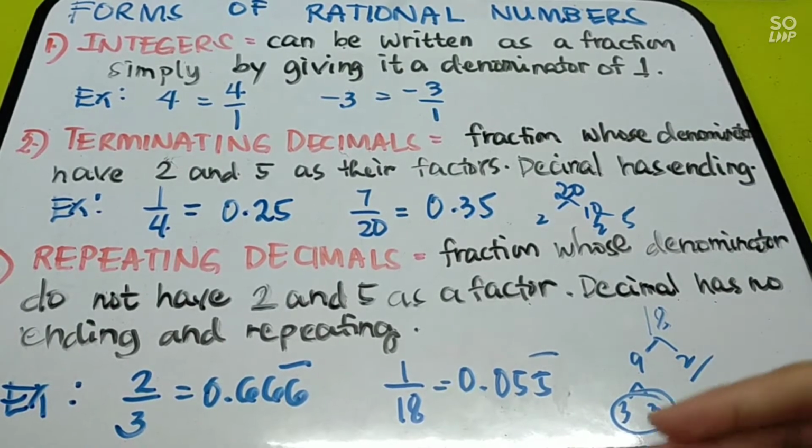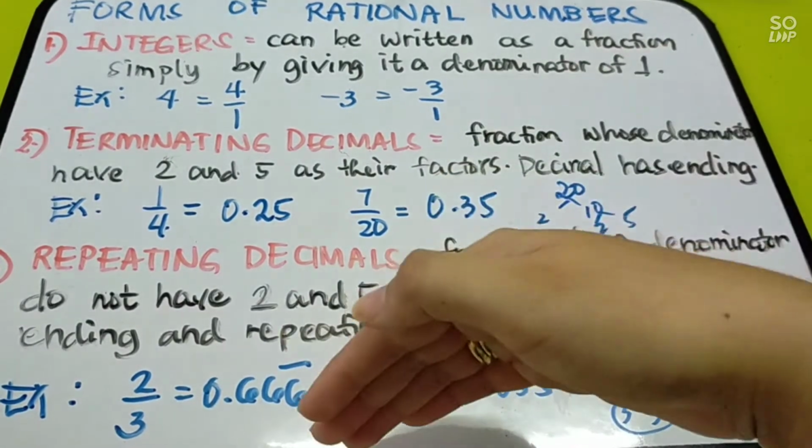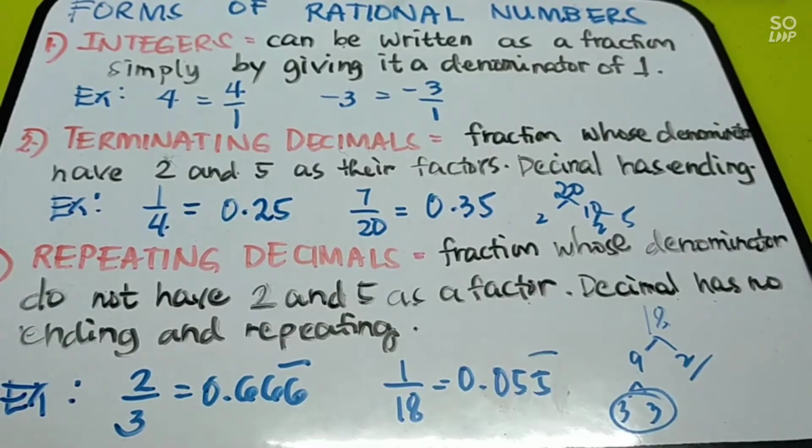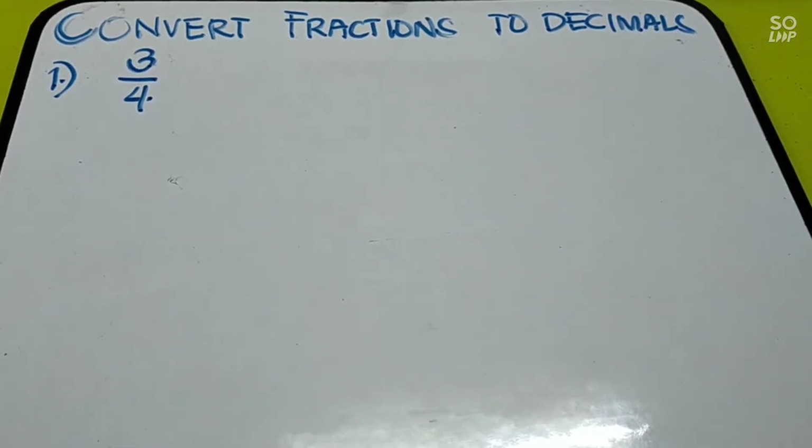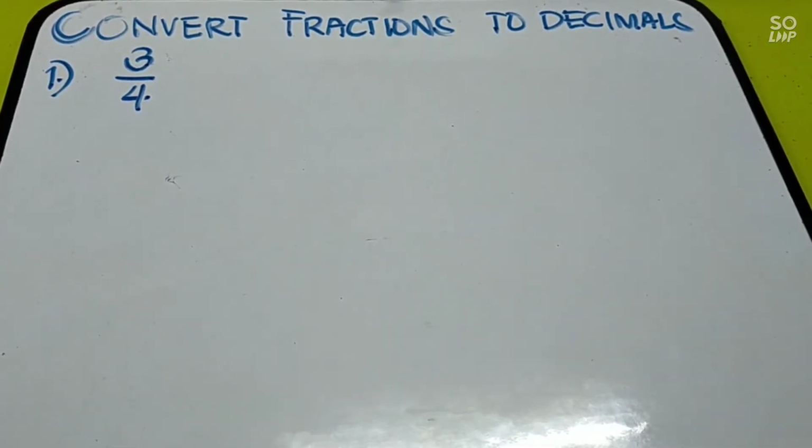Okay? Now, let us move to converting fractions to decimals. Convert fractions to decimals. Number 1, we have here 3/4.